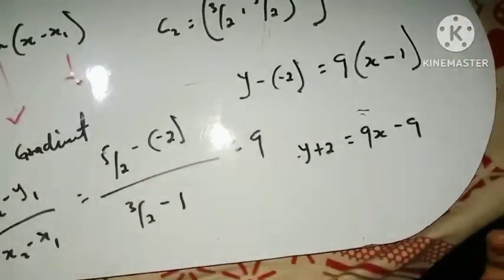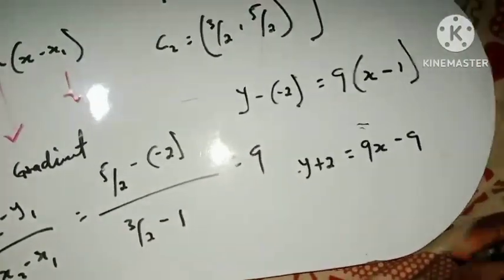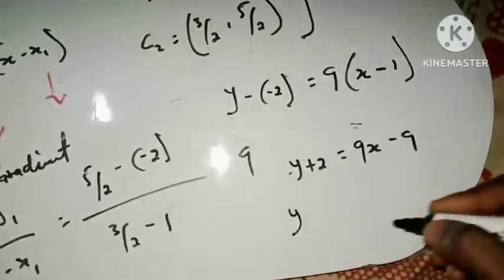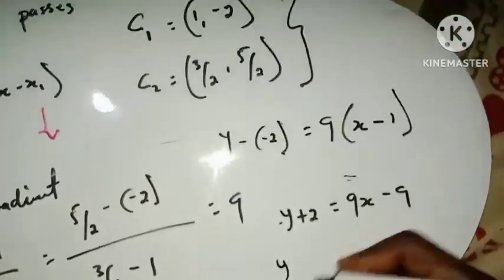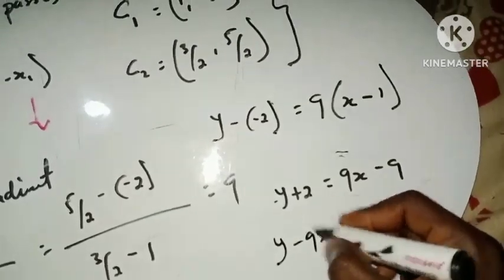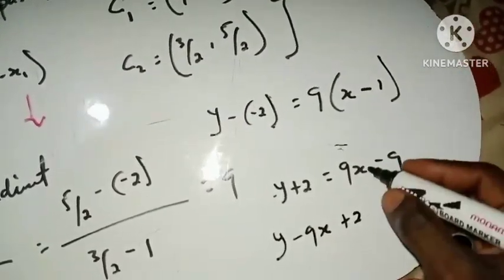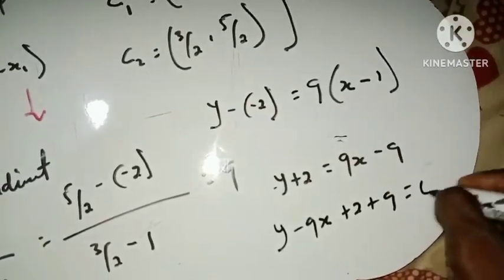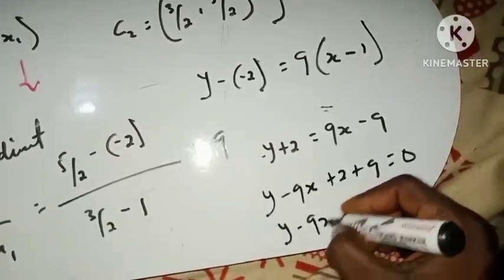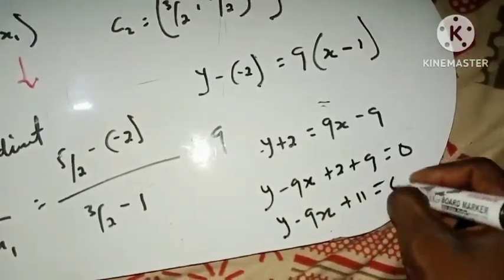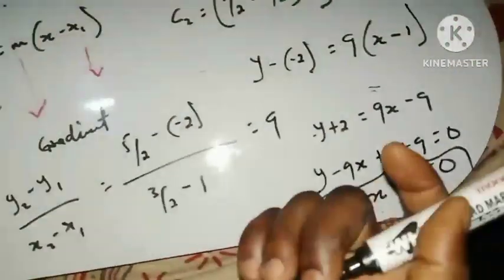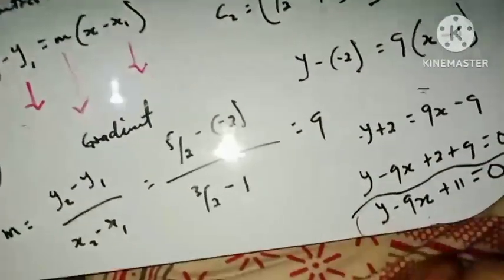Is that okay? So bring everything to one side of the equation. We should have y first, followed by negative 9x, and then plus 2, and then plus 9. Everything is equal to 0. So we have y minus 9x plus 11 equal to 0. So this is going to be the equation of the line that passes through the centers of the circles.